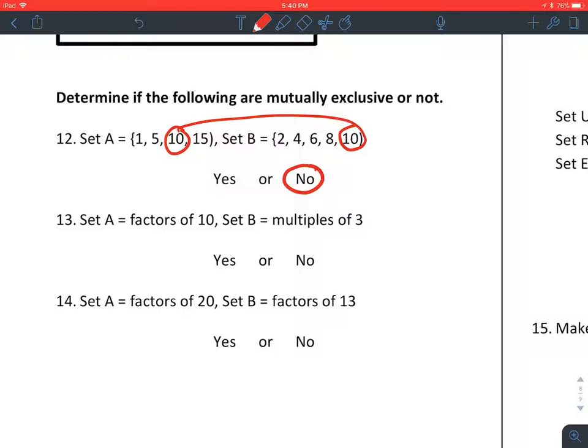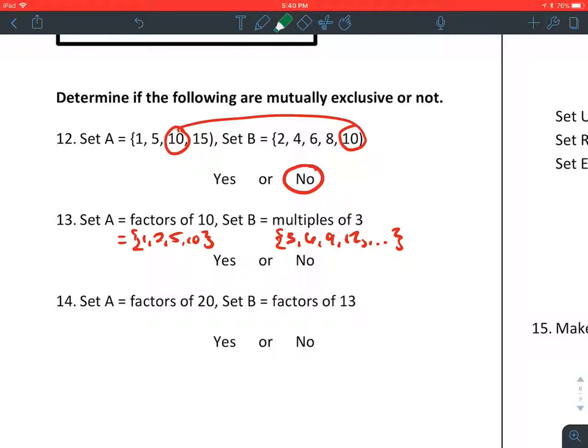Number 13, set A has our factors of 10. Let me just write down what this set is: 1, 2, 5, and 10. Set B is multiples of 3. Well, multiples of 3 go 3, 6, 9, 12, 15, etc.